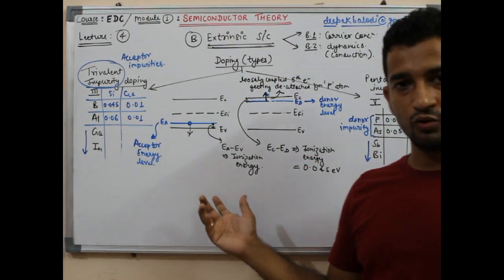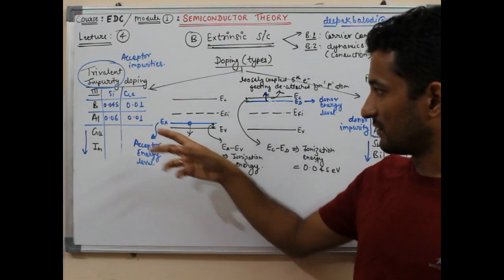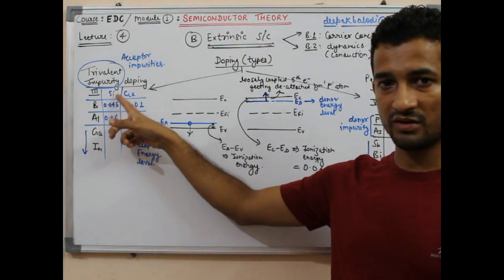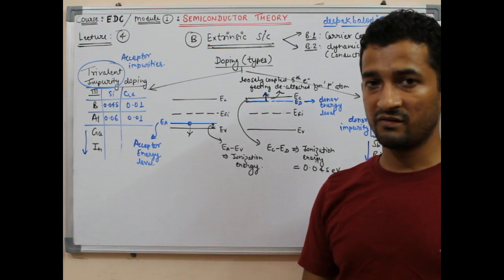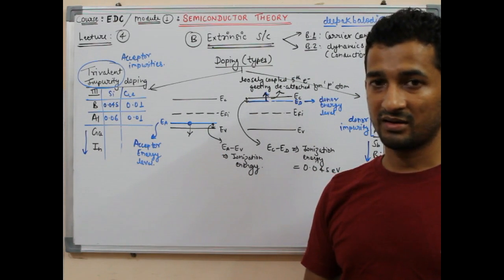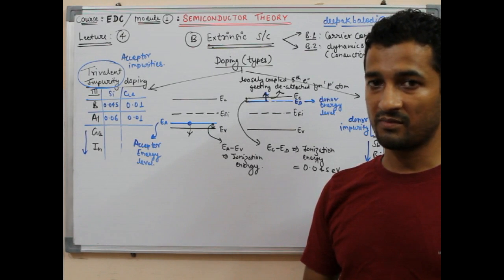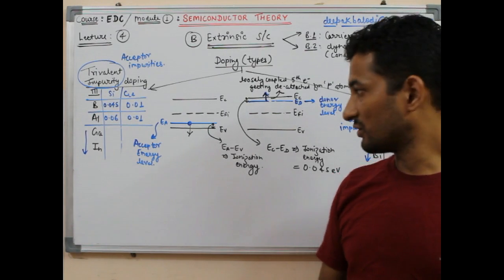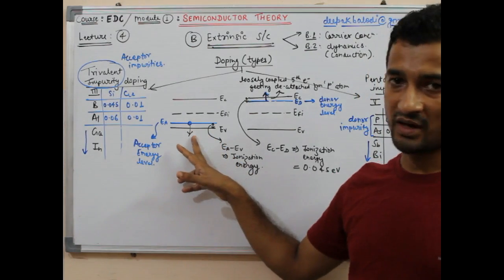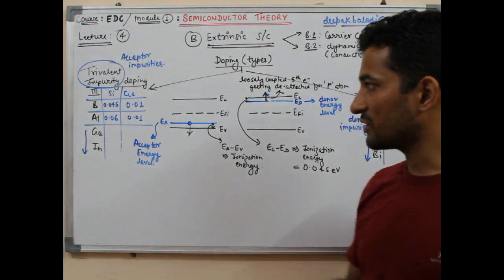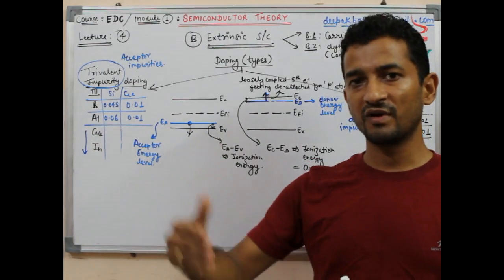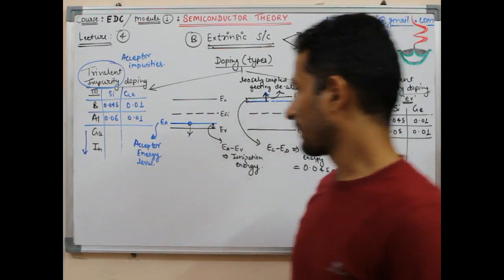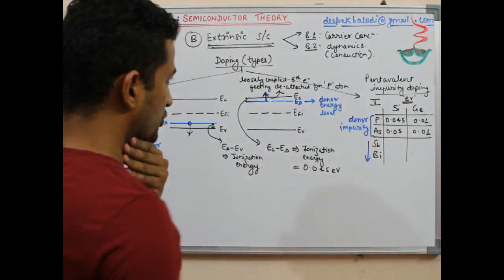As the room temperature is well comparable with these energy values, even at room temperature, thermal energy will guarantee complete ionization. So this will suddenly happen, and therefore almost all the boron atoms, however many are inserted, all of them will give one hole each.